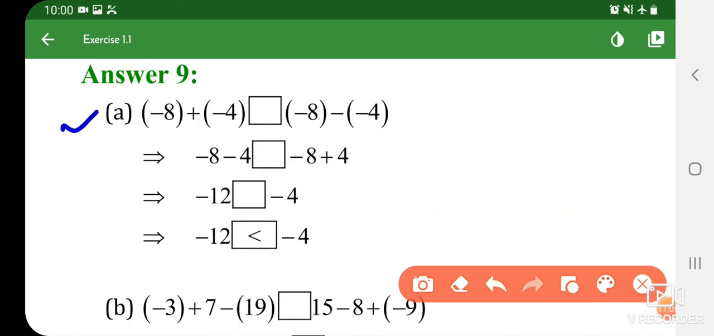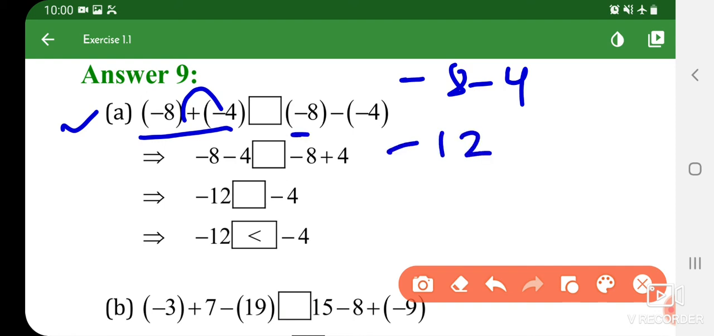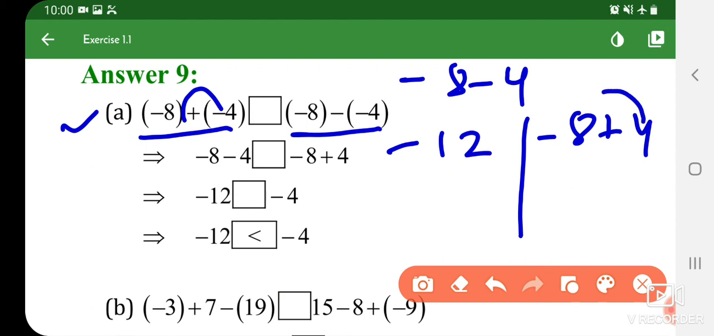Okay students, the first one is minus 8 plus minus 4, minus 8 minus minus 4. So firstly we have to solve it. Minus 8, and this plus minus is minus 4, so minus 12. And here, this minus and minus is plus, so minus 8 plus 4. So this is minus 4.